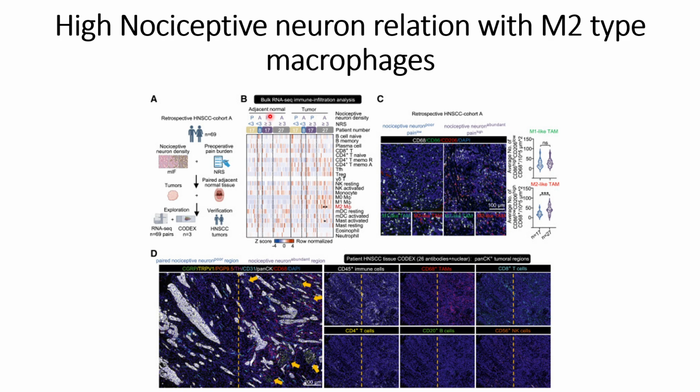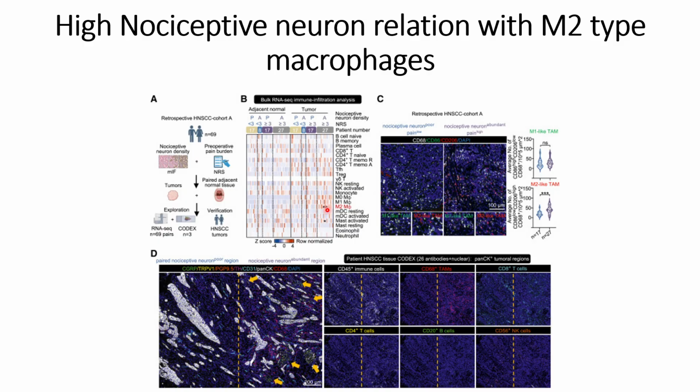So panel B shows the bulk RNA-seq data. They categorized these patients into abundant nociceptive neuron and poor nociceptive neuron. Poor nociceptive neuron is represented by P, and abundant nociceptive neuron is represented by A. For the adjacent normal tissues, we do not see much expression of these M2 type macrophages, whereas in the case of tumors, and that too where abundant nociceptives are found, they are able to see these M2 type macrophages are high.